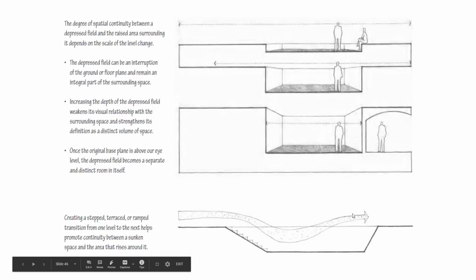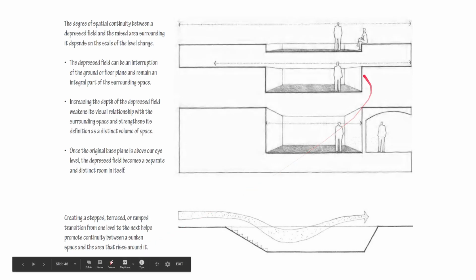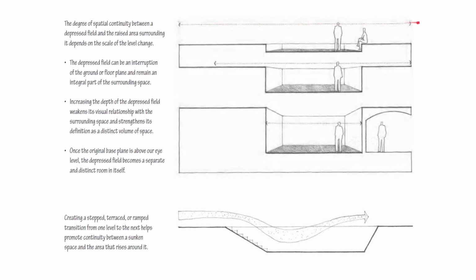The degree of spatial continuity between a depressed field and the raised area surrounding it depends on the scale of the level change. With the first one, you have the visual continuity through and through. There is no interruption as to the perception of the whole space. With this level of depression of the field, you still have full visual continuity for the rest of the space.